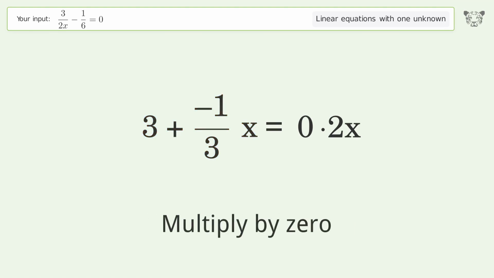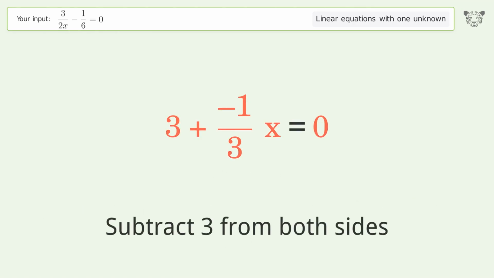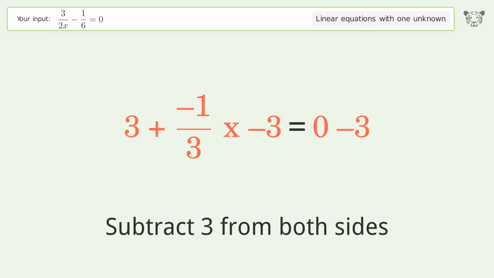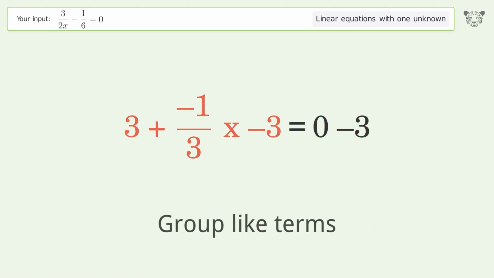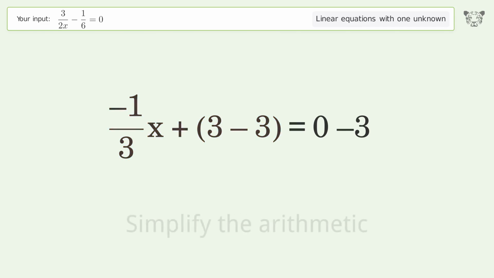Multiply by 0. Group all constants on the right side of the equation. Subtract 3 from both sides. Group like terms. Simplify the arithmetic.